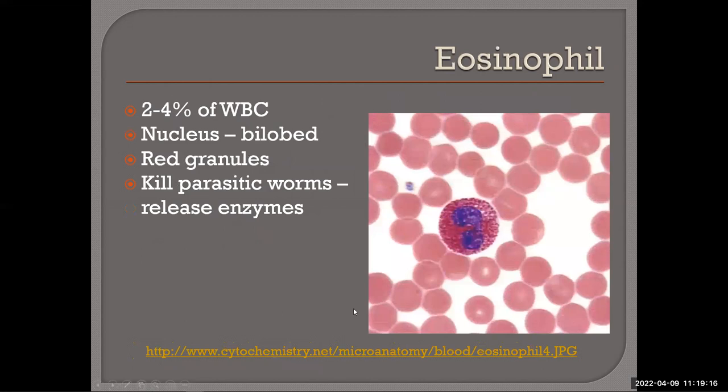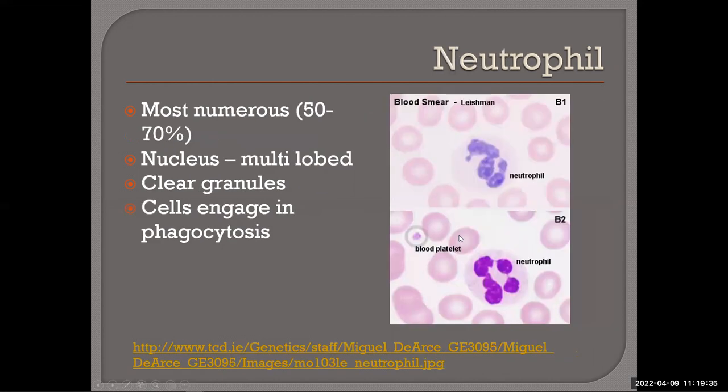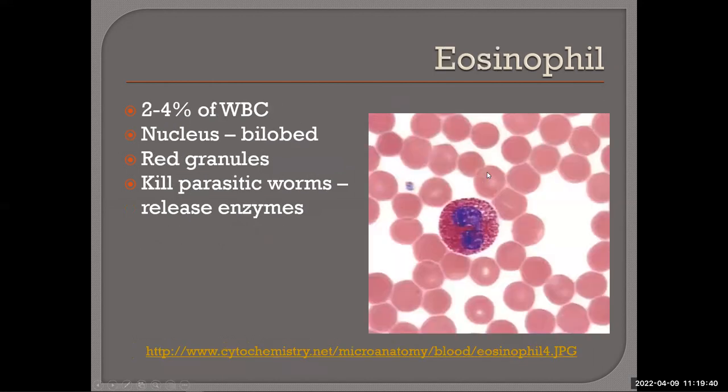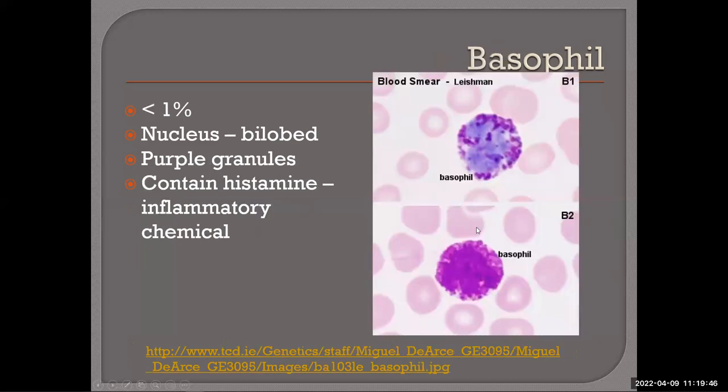Eosinophil, is this a granulocyte or not? It doesn't have grains on it. Granulocyte, because B-E-N, remember? And this one looks, I always think about it like somebody wearing cool shades, right? And importantly, it has red granules associated with it. Notice this one is blue. The grains are really blue when you use the stain. This one stains red. And this one kills worms and it releases enzymes, the eosinophil.